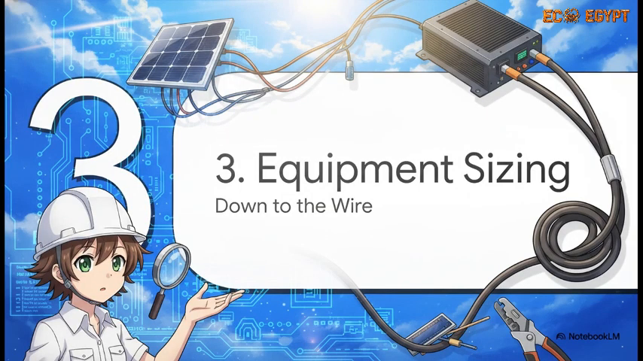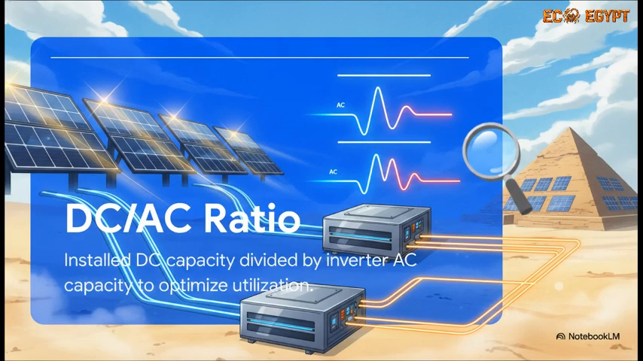Section 3. Step-by-step equipment sizing, down to the wire. Okay, so with the macro-level architecture locked in, we need to zoom in and make sure the actual solar panels and inverters are perfectly matched. And the absolute most vital metric in this phase? The DC to AC ratio.